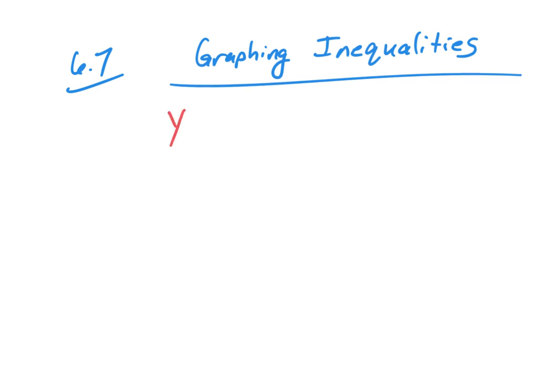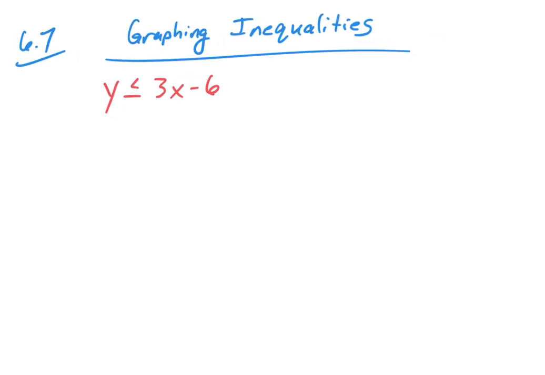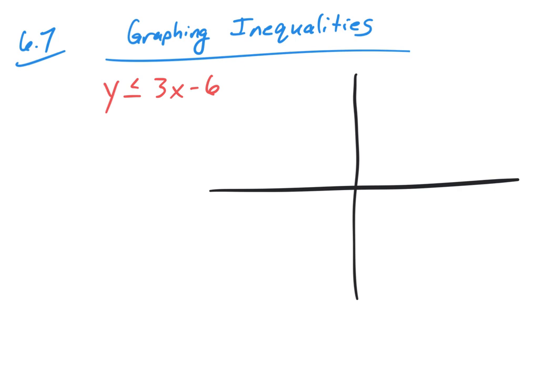So I'm going to start off with just a real basic y is less than or equal to 3x minus 6. I'll put up some graph paper here in a little bit when we start doing more and more of these. But for this one here, it's already in slope-intercept form. So our slope is 3.